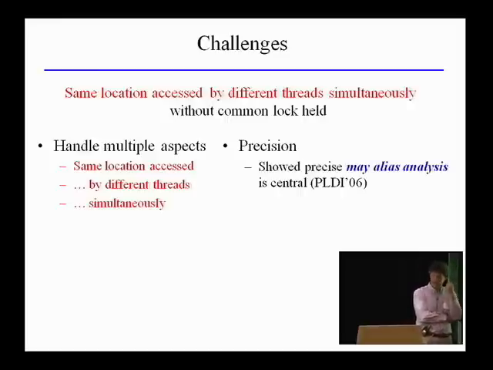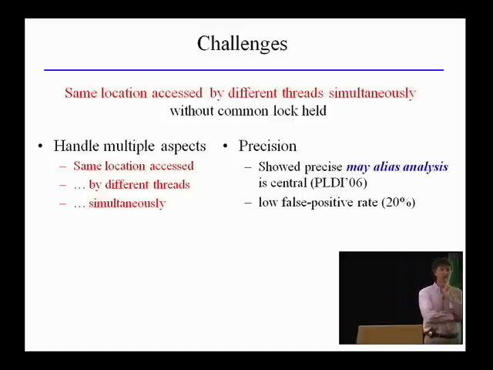What we showed a year ago is that a very precise may alias analysis, essentially an alias analysis that tells you when two expressions might refer to the same memory location, is really central to solving these three problems. People had tried this before, using may alias analysis to solve these three problems, but their notion of precision wasn't quite the notion that turned out to work really well for us. I'll tell you a little bit more about that in a little while. The false positive rate in this work was about 20%. So when it would report a race, there was a 4 in 5 chance it was actually a race.